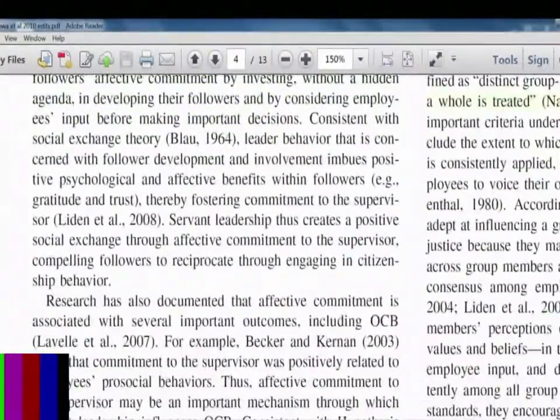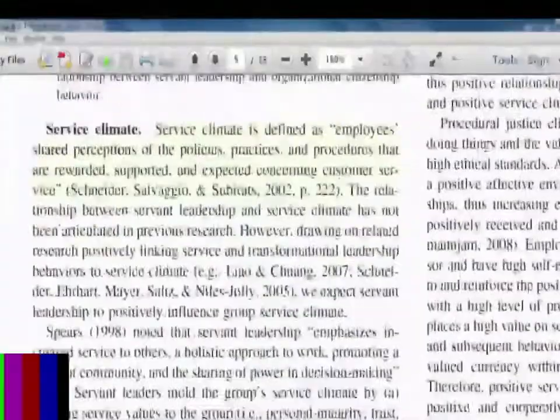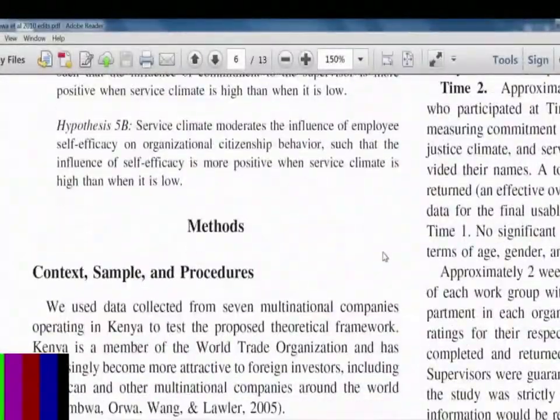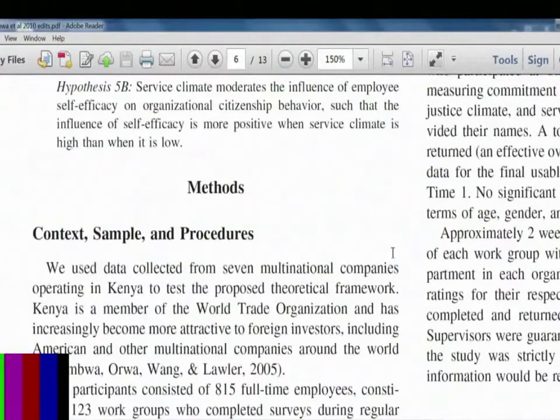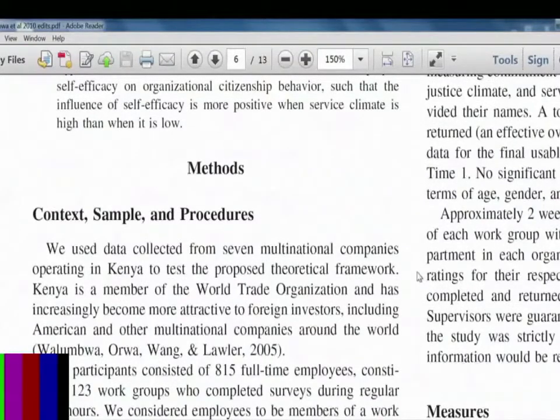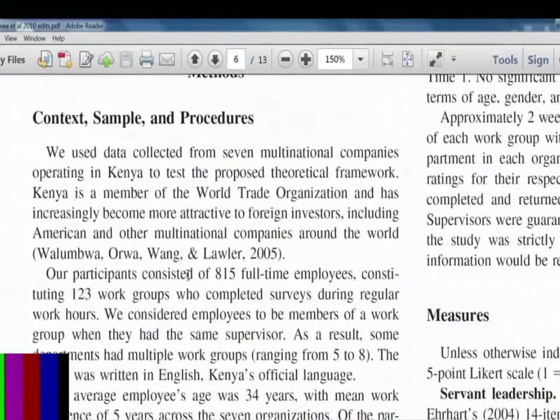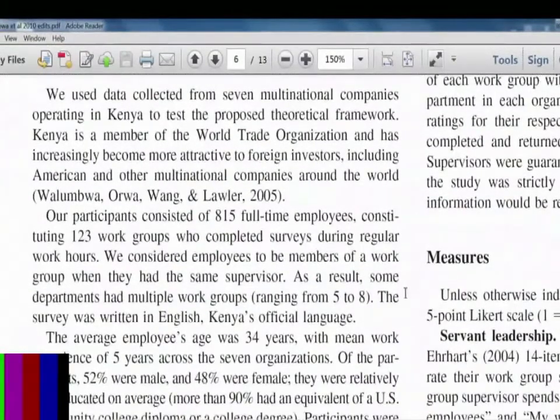So you keep going, and you're going to run into a section down here called methods somewhere. Okay, methods. All right, so in the methods section of a paper, they describe what they actually tested, how they tested it, that sort of thing. So it says here, we used data collected from 7 multinational companies operating in Kenya to test the proposed theoretical framework. In other words, to test that model. It tells you a little bit about Kenya and why they chose that. And it says, our participants consisted of 815 full-time employees, constituting 123 work groups who completed surveys during regular work hours. So it tells you exactly how they tested it.